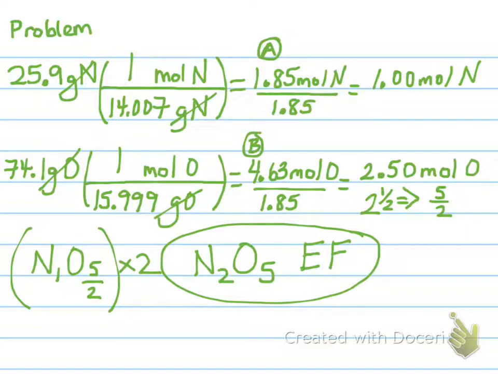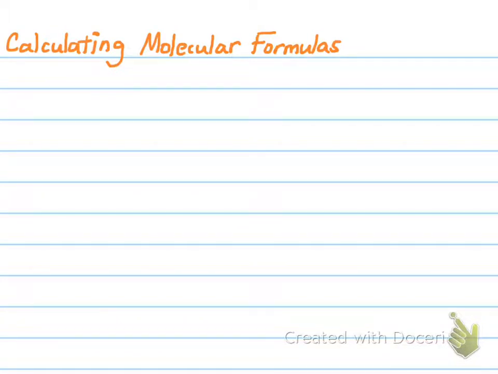So that's how you calculate an empirical formula, using those steps that we just wrote. So now that you can calculate an empirical formula, which is that lowest whole number ratio, how do we use that to calculate molecular formulas?